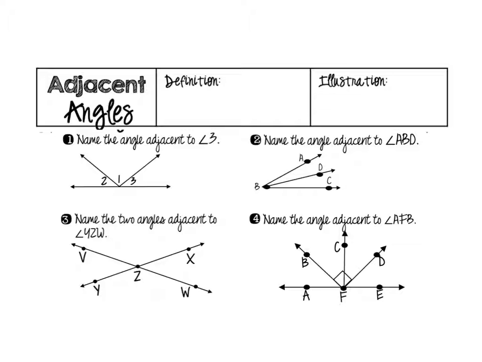Adjacent angles are angles that have a common vertex and a common side but no interior points. So they have that common vertex. If we have A, B, C, and D, then ABD and DBC are adjacent angles.